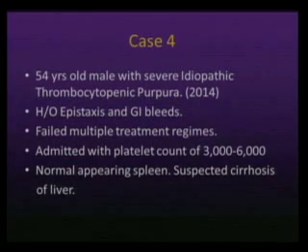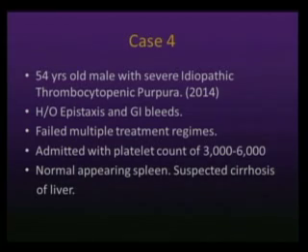Case 4. A 54-year-old male with severe ITP, idiopathic thrombocytopenic purpura. So what is the normal treatment for ITP? Steroids. And the traditional way to do it is actually, they think if any splenic tissue is left, it recurs, so they tell you to take the spleen out.